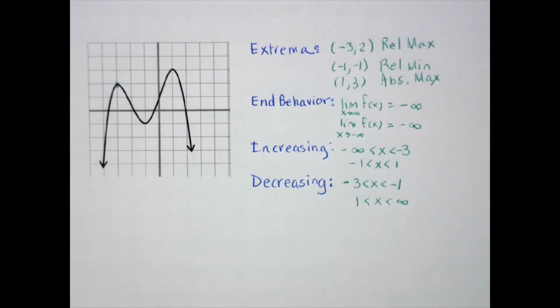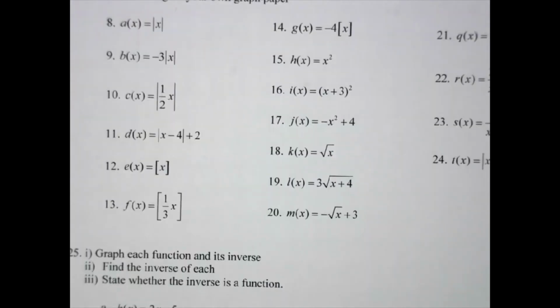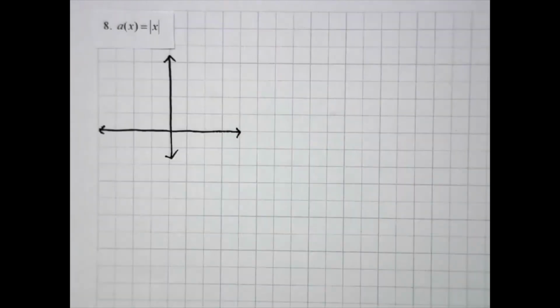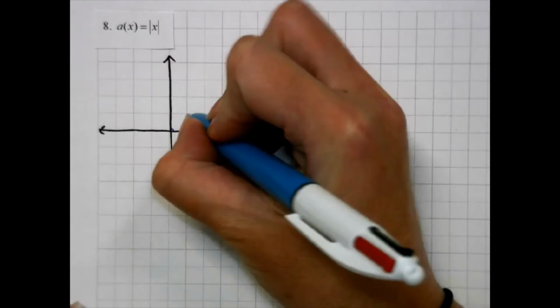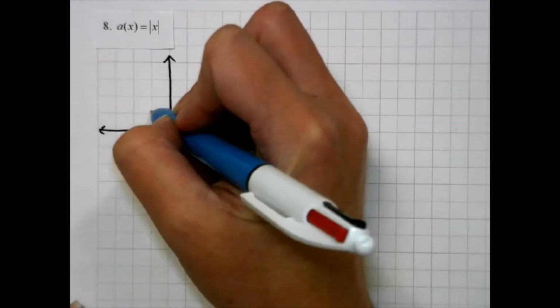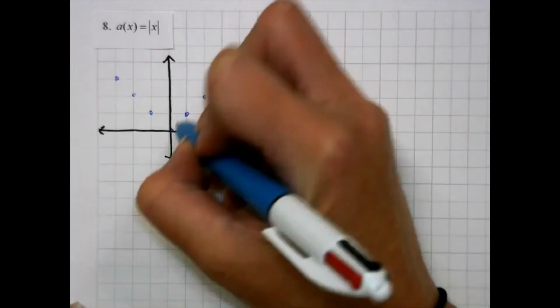Okay, so this next section we're going to be doing a bunch of different graphs. So we have 6 parent functions, and then we're going to be manipulating them in different ways. The first parent graph that we're going to be using is the absolute value of x. So 0, 0, 1, 1, 2, 2, 3, 3. Looks like a V.